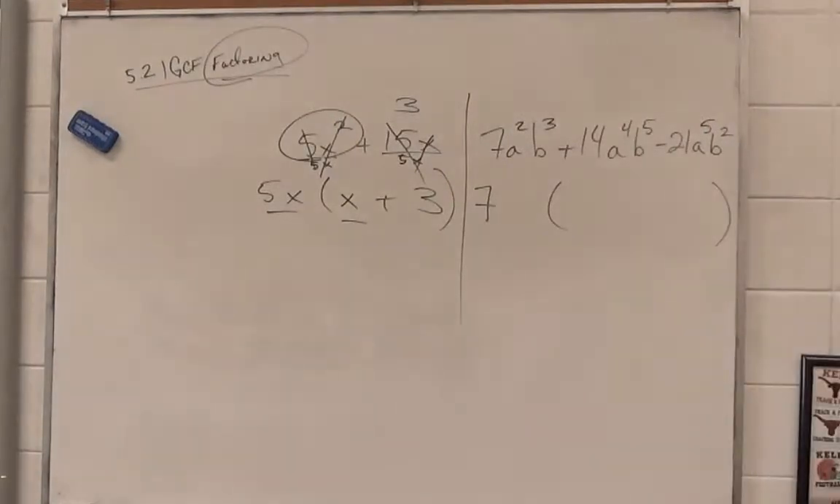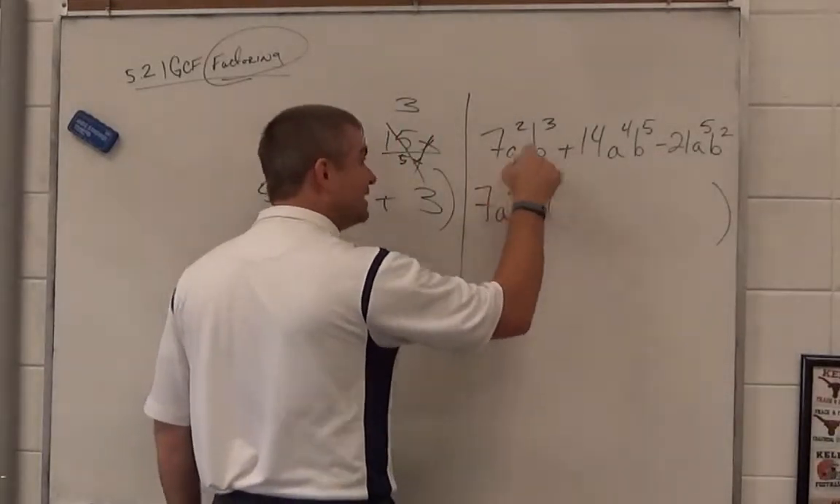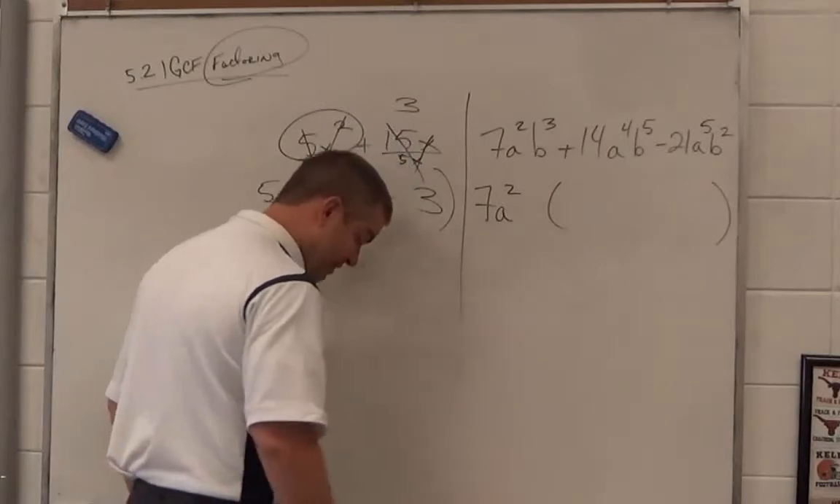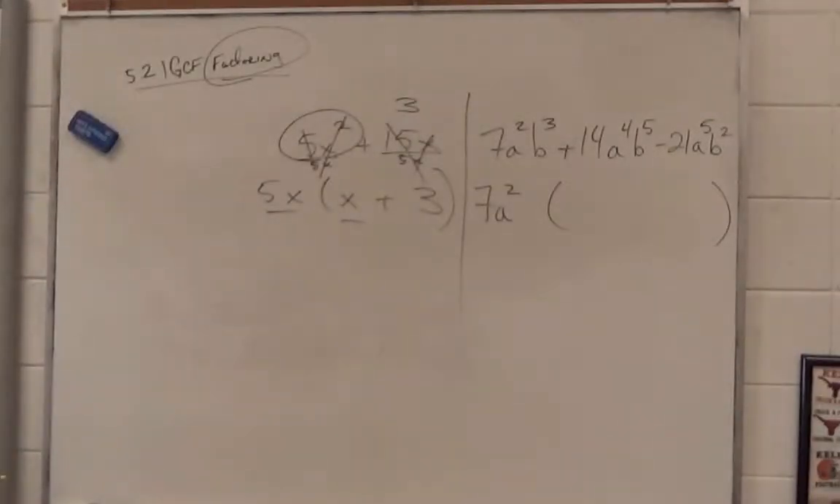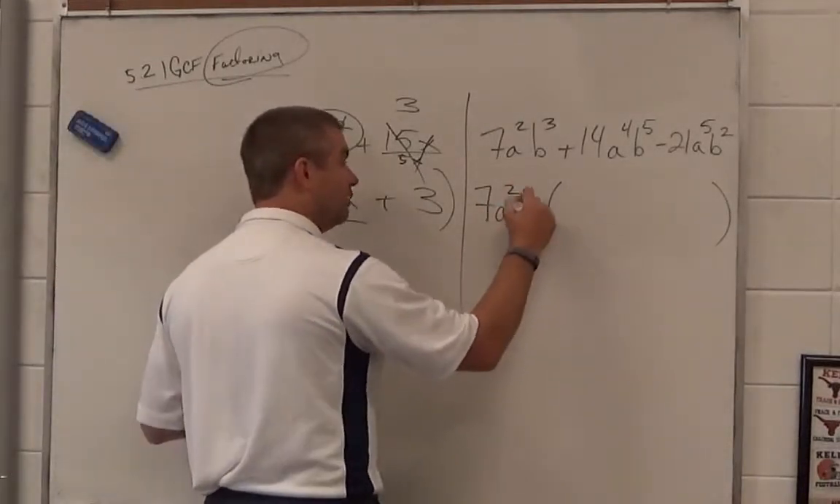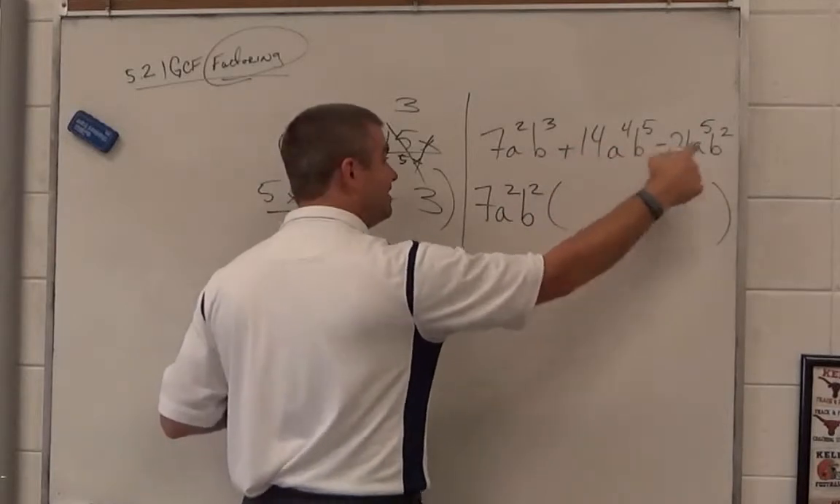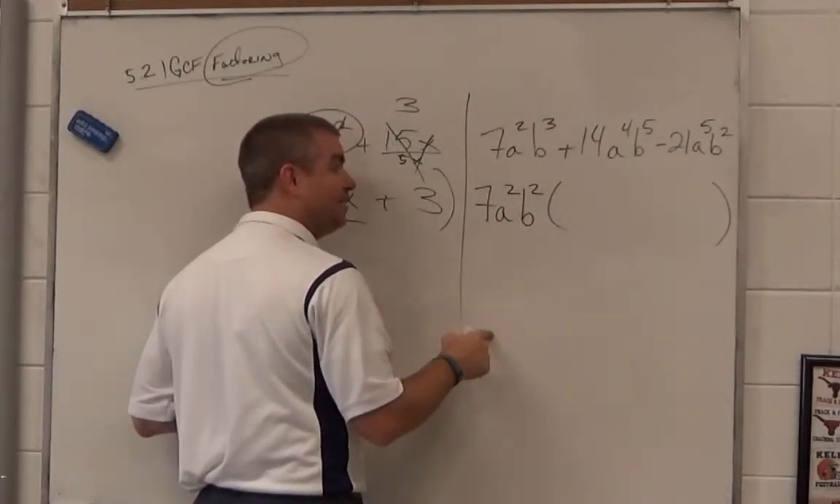Alright, now do your A's. You got A to the 2nd, A to the 4th, and A to the 5th. What's the greatest common factor? A to the 2nd. They all at least have an A to the 2nd. How about the B's? B to the 2nd as well. B cubed, B to the 5th, B squared. They all at least have a B squared there.